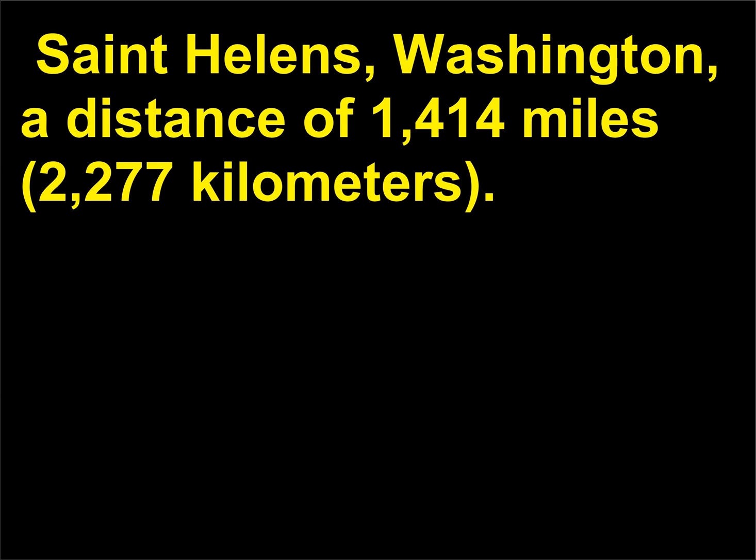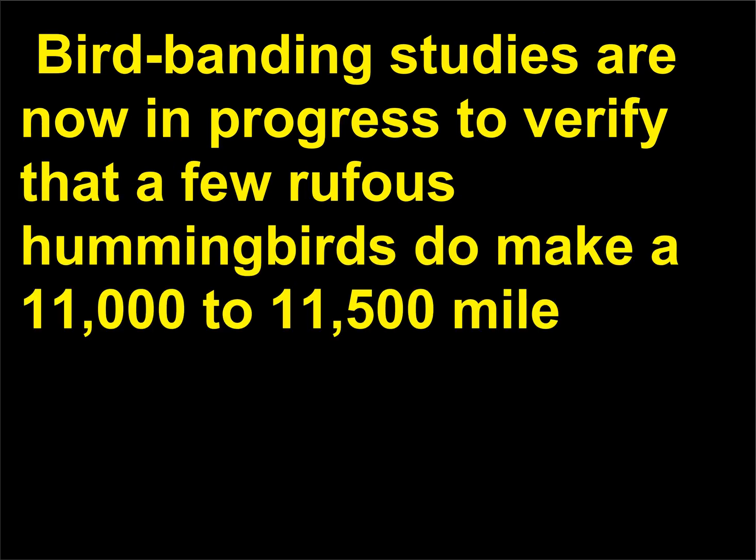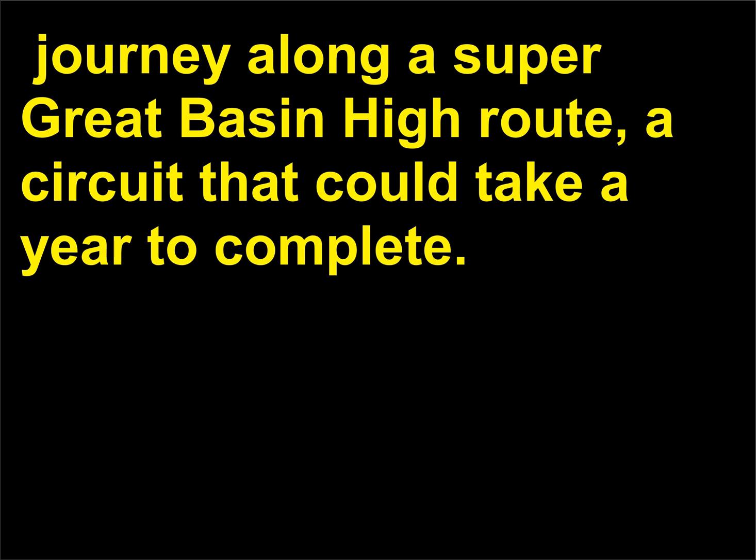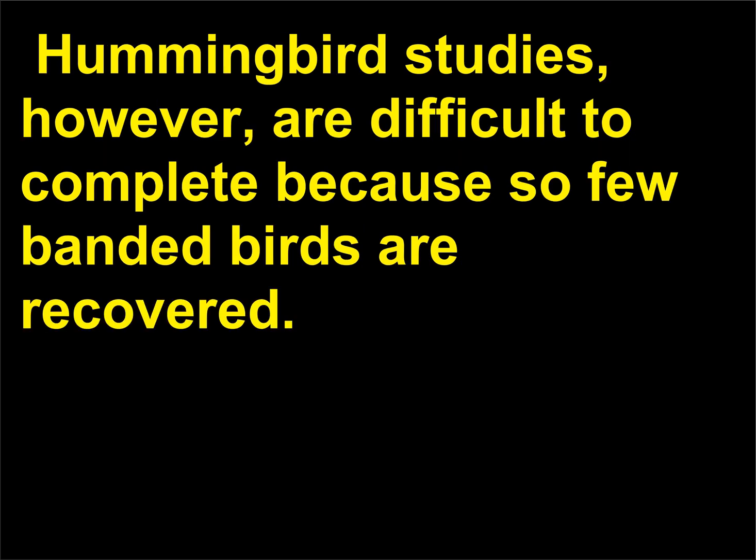a distance of 1,414 miles, 2,277 kilometers. Bird banding studies are now in progress to verify that a few rufous hummingbirds do make a 11,000 to 11,500 mile, 17,699 to 18,503 kilometer journey along a super Great Basin high route, a circuit that could take a year to complete. Hummingbird studies, however, are difficult to complete because so few banded birds are recovered.